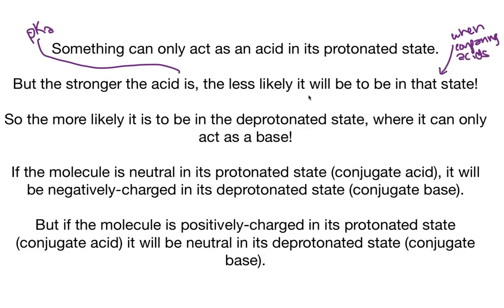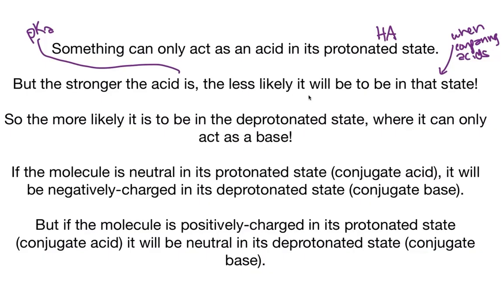So some key takeaways. Something can only act as an acid in its protonated state. And so remember that we use HA to represent a generic weak acid. So that's your friend that comes with a cookie. Only the friends that come with cookies are able to actually donate cookies. And so you're only going to talk about acting as an acid when something's in its protonated state. However, this could be positively charged or it could be neutral. But regardless, you have that friend that comes with a cookie.